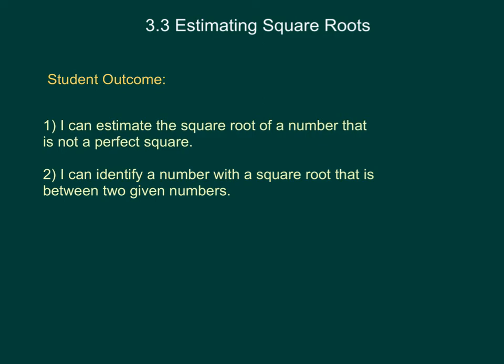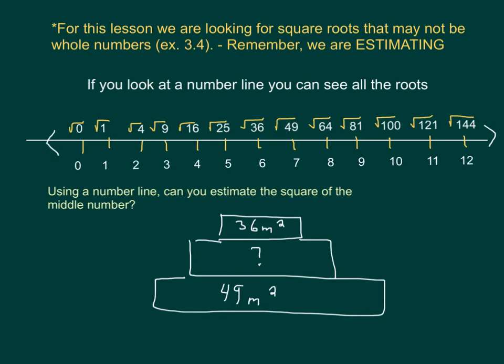Okay, so today we're looking at 3.3, estimating square roots. Our student outcomes for today are: 1, I can estimate the square root of a number that is not a perfect square, and 2, I can identify a number with a square root that is between two given numbers. So let's take a look at our first. So let's start it out here.